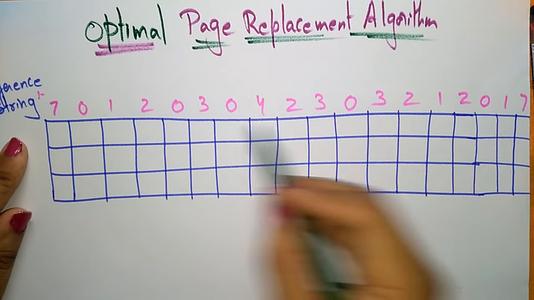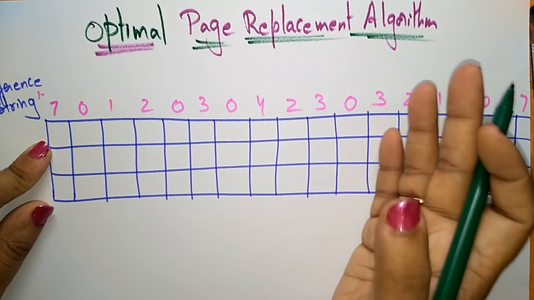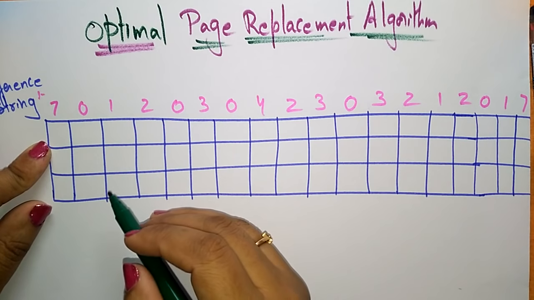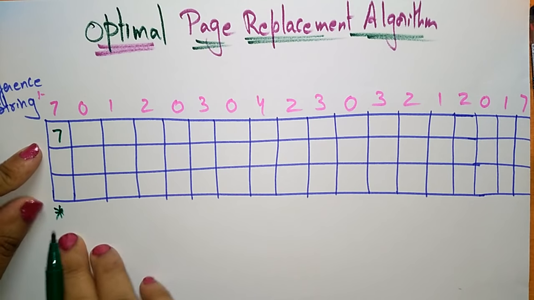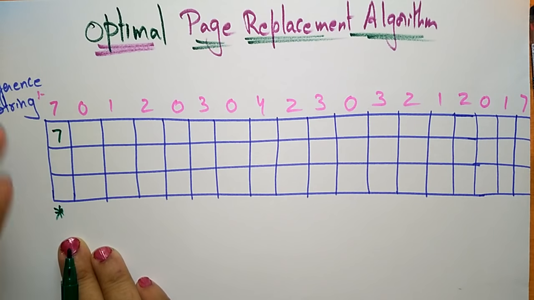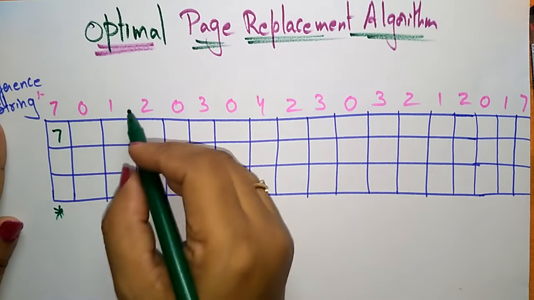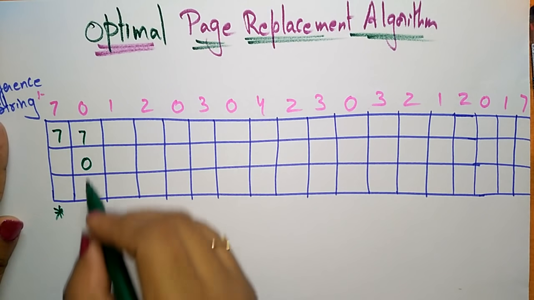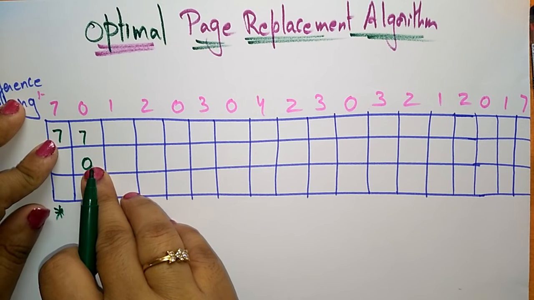At the start, the complete RAM is free, so 7 is not present. We have to take it from the disk, the secondary memory, and place it in the main memory. So place 7. This comes under a page fault, because 7 is not present, so we take it from the secondary memory and place it in the main memory. Next I have to place 0. 0 is not present in the RAM, so I bring that 0 from the secondary memory.